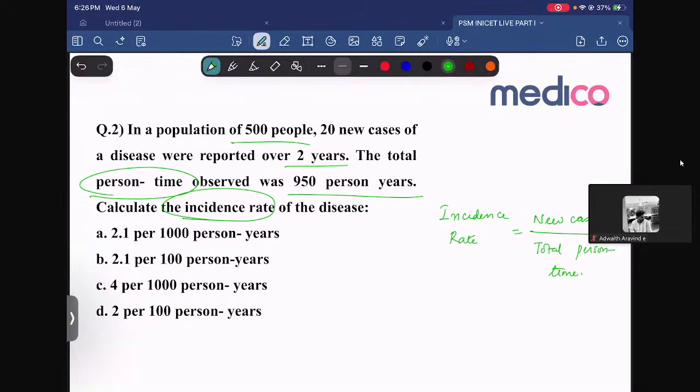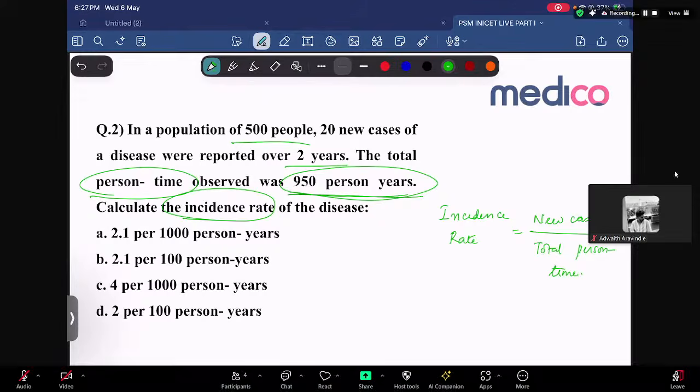So to involve the duration also into the measurement, we are using something called person time. In that, for each person, the duration during which they were part of your study is also being calculated. So that's why we have something called the incidence rate. So again, remember the numerator is the new cases divided by the total person time. So in this question, they've already given you that the person time is 950 person years. So here you just have to give the values and compute the answer. You don't have to calculate the person time.